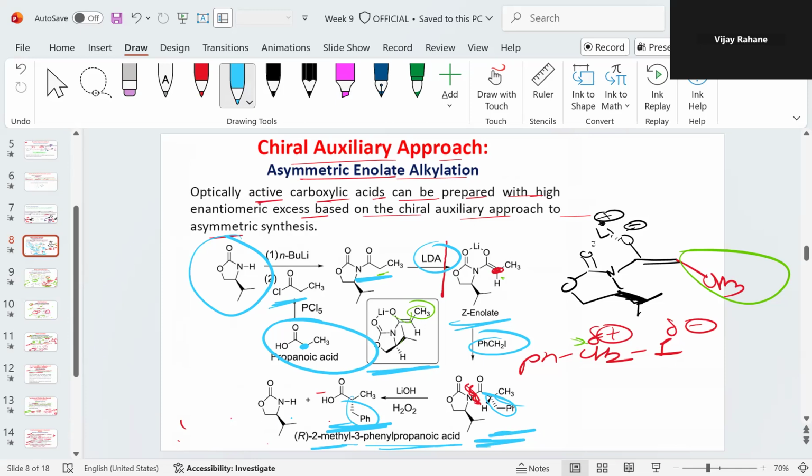And the last step was the removal of the auxiliary from our target molecule. We have removed this entire chiral auxiliary part, and we get our target molecule, which is the 3-methyl 3-phenyl propionic acid, and we have recovered back this chiral auxiliary. So this is about the chiral auxiliary. I hope you at least got some idea about how this chiral auxiliary works. If you have any doubt, please let me know. I will cover that one.